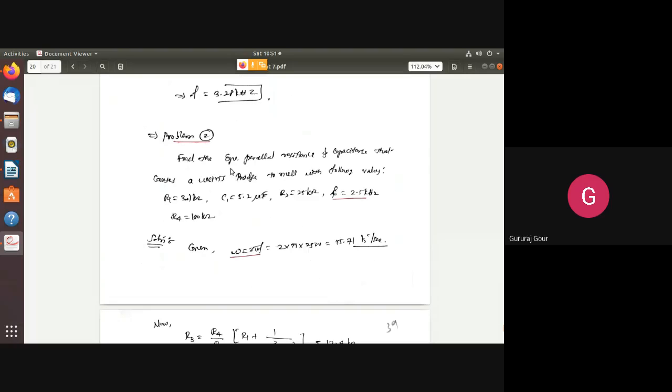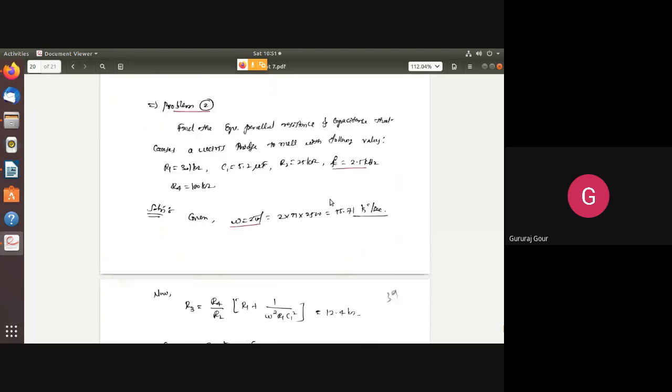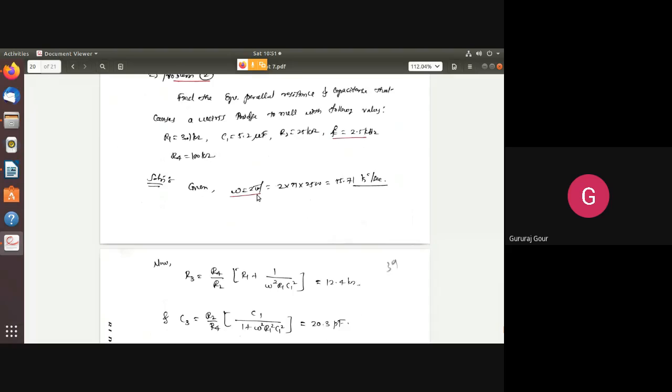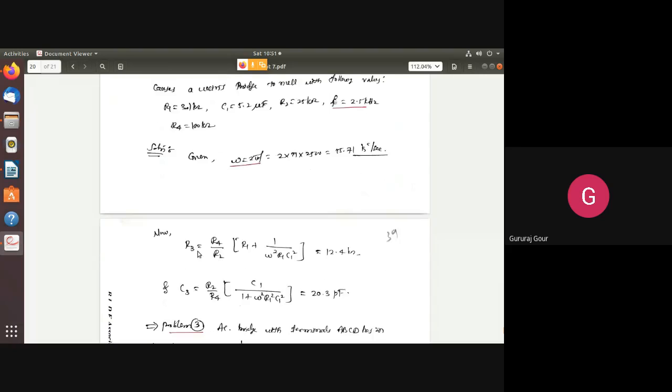In this another problem, find the equivalent parallel resistance and capacitance that causes the Wien bridge to null, meaning balance. First, with the given frequency, you have to find omega. This is very important, guys. Without omega, you cannot calculate R3 and C3 because they depend on omega here. Once you get omega, all the values are given, you substitute and you will get R3 and C3.